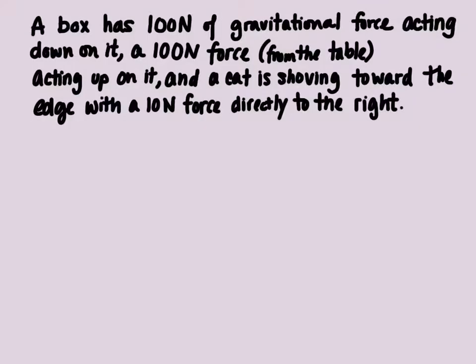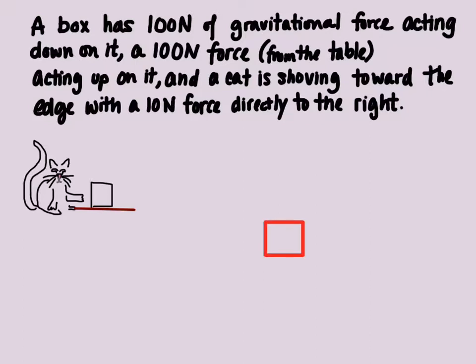A box has 100 newtons of gravitational force acting down on it, a 100 Newton force acting upward from the table, and a cat is shoving it towards the edge of the table with a 10 Newton force directly to the right. Now, it might be all kinds of fun to draw adorable cats and funny little boxes and tables, but if we're going to do a free body diagram, we're going to simplify, simplify, simplify. Here's my box. That was simple.